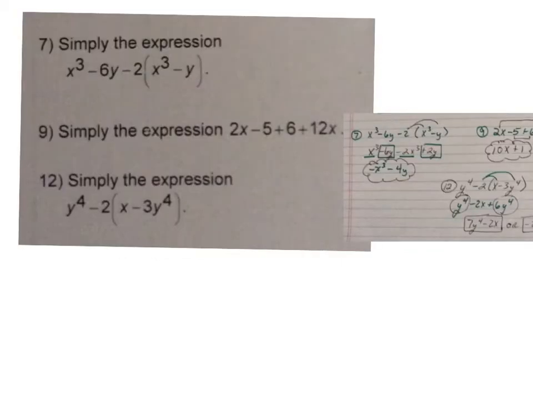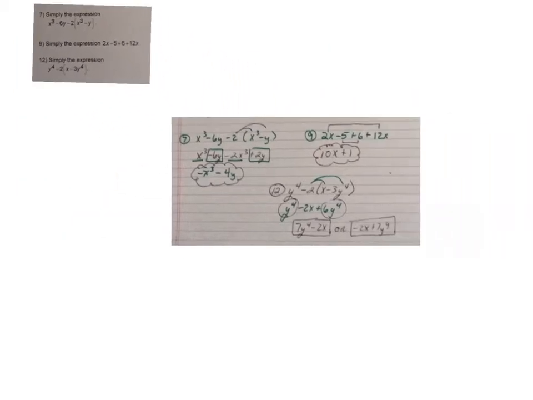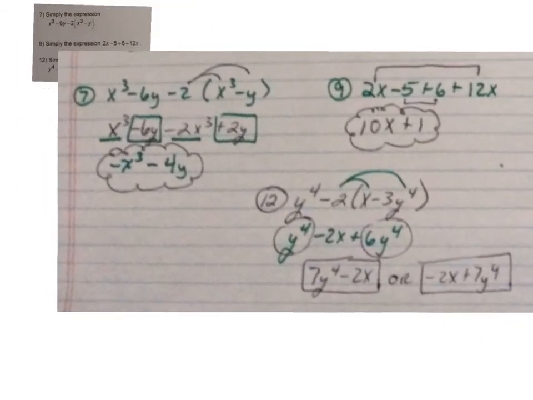Okay, on this next problem, on number 7, I'm going to show you that I have to do the distribution first before I do anything. And then I'm going to simplify this expression by combining like terms. And then on number 12, I'm going to distribute that -2 and then simplify the expression. So I'm going to show you how to take care of all those steps. Alright, so here we go. Let me minimize that, throw that up here, bring this bigger. Alright, so here we go.